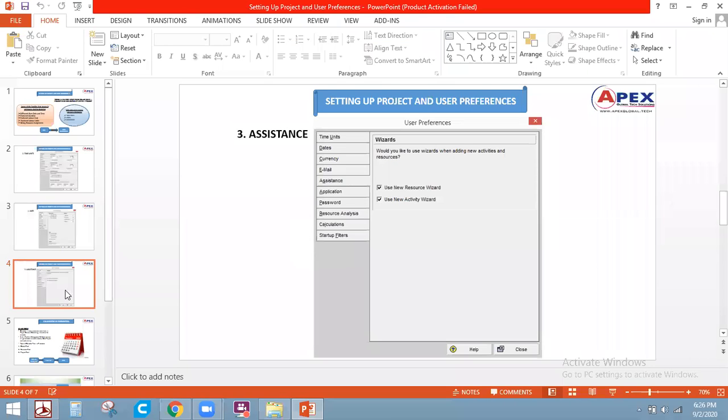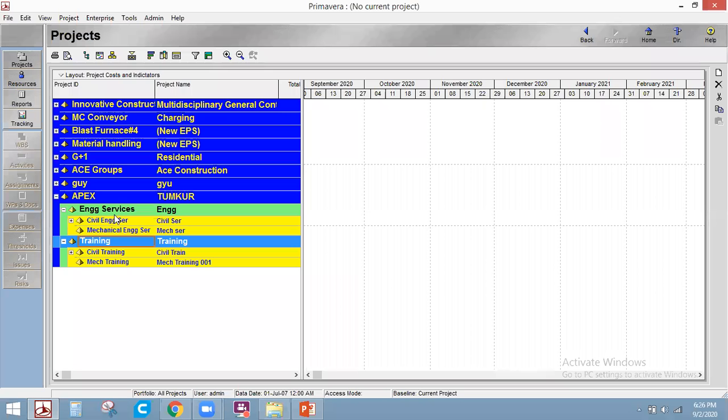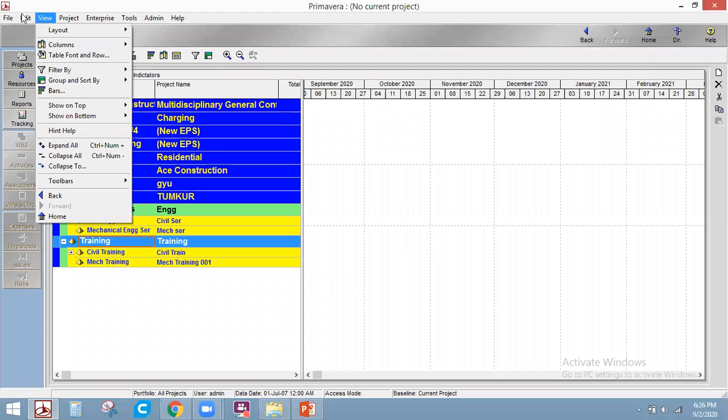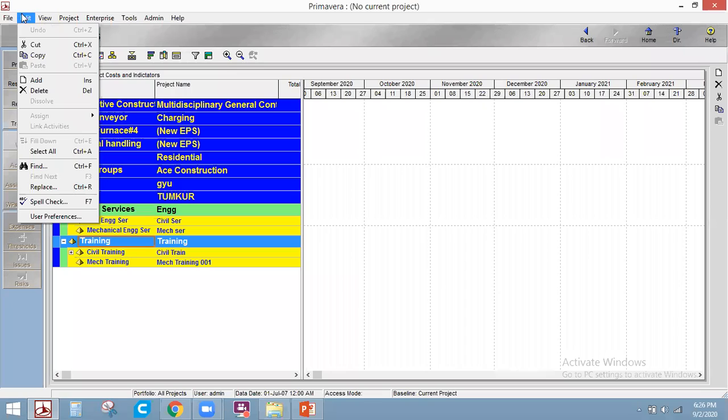Up to this, shall we practice in Primavera? Okay, sir. See, I'll show you now. This page is familiar to you guys, is it or not? See, for those settings, if you want to practice later, you can write a flow chart of how I follow these things. Go to edit, go to user preferences.